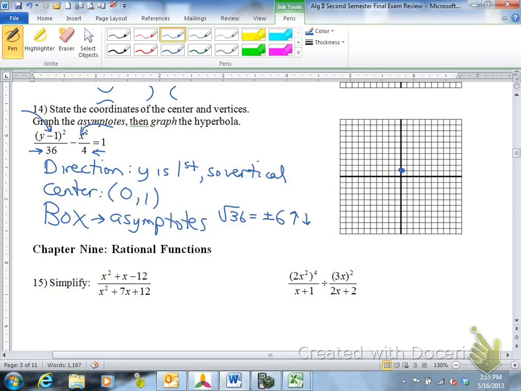So 2, 4, 6. 1, 2, 3, 4. Right there. And then the square root of 4 is plus or minus 2, which is left and right. So left 2, right 2. And this gives us the box. You could essentially just draw the corners of the box is what you need.